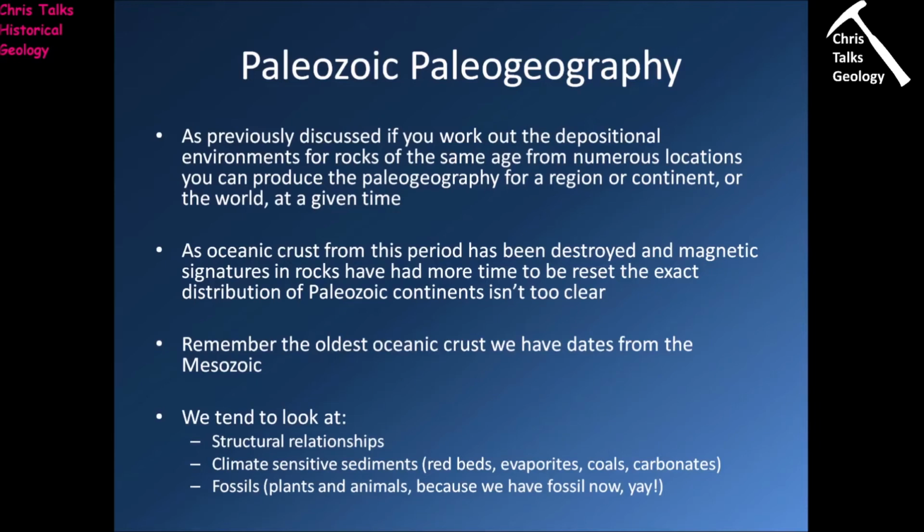And of course, we can also use the fossils, because now we have plant and animal fossils in large numbers. Once we know the types of environments in which these animals like to live, we can use them to make predictions of the environments in which sediments were being deposited. And that will also help us to gauge what area of the Earth we were probably in at that time.